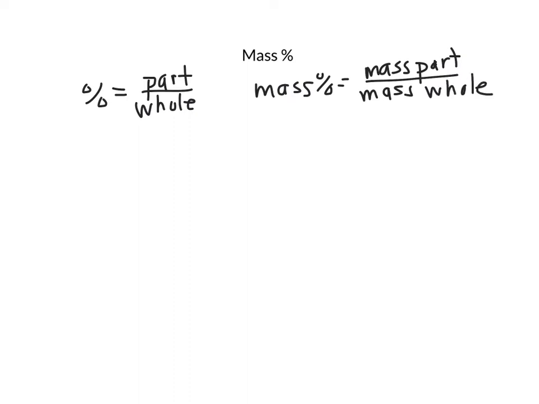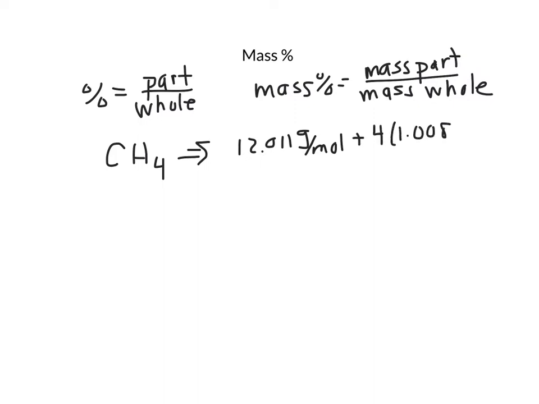So if we look at our example of CH4, we can compute that the molar mass of the whole system is 12.011 grams per mole of carbon, because we have 1 carbon, plus 4 times 1.008 grams per mole of hydrogen, because we have 4 hydrogens. And so the molar mass of the whole system, CH4, is 16.04 grams per mole of CH4.